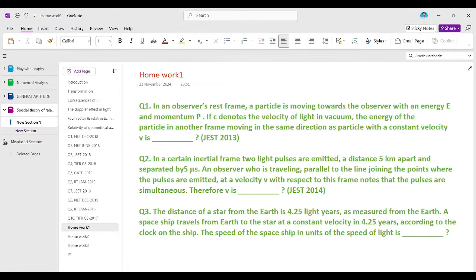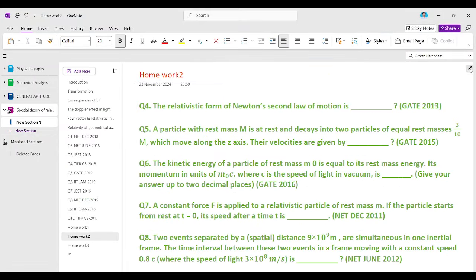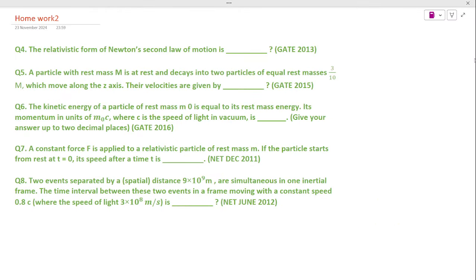So our next task, question number 4, 5, 6, 7, 8. The relativistic form of Newton's second law of motion is dashed. JEST 2013. I wrote it in your theory section earlier, just go through the problem section. Here the formula, you just calculate F equal to ma and put the relativistic velocity addition formula, and you just pause this video and take a screenshot of these questions.